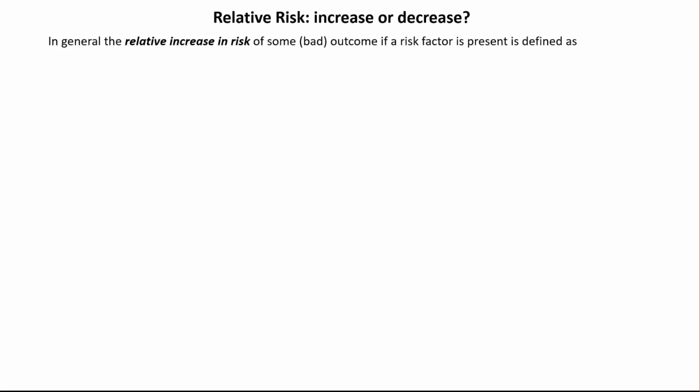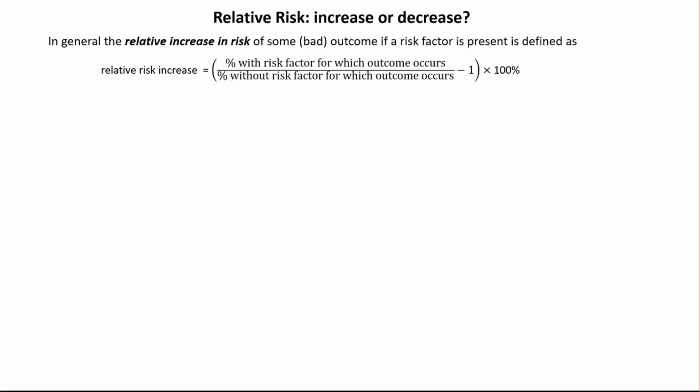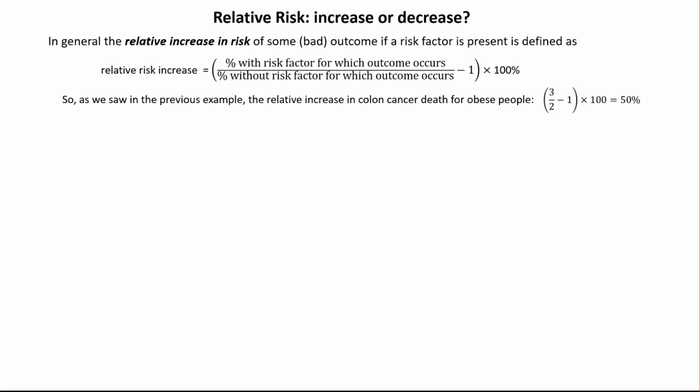So as far as relative risk is concerned, we can generalize what we just saw. In general, the relative increase in risk of some bad outcome, if a risk factor is present, is defined by this equation: the percentage with the risk factor for which the bad outcome occurs, divided by the percentage without the risk factor for which the outcome occurs, minus 1, times 100%. So as we saw in the previous example, the relative increase in colon cancer death for obese people is 50%.